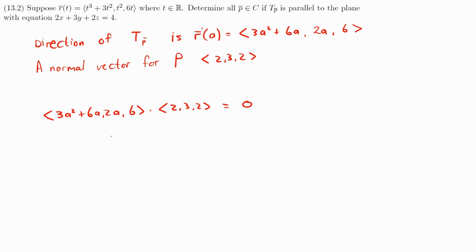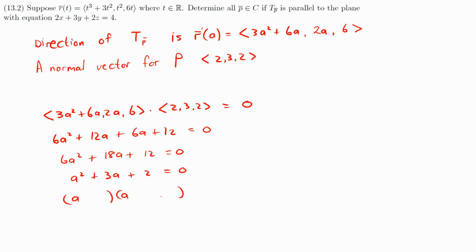Okay, so if we simplify this even further, multiply the first components with each other, then we will get 6a squared plus 12a plus 6a plus 12 equals 0. So 6a squared plus 18a plus 12 equals 0. If we divide by 6 everywhere, it will be a squared plus 3a plus 2. And this is easy to factorize: (a plus 2)(a plus 1) gives us 0. So a is equal to minus 1, or a is equal to minus 2.